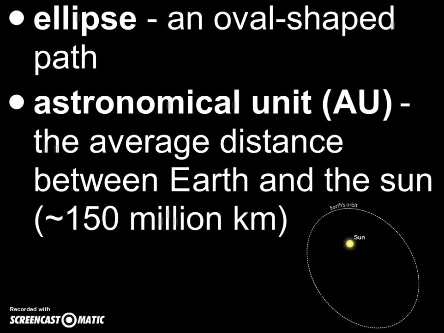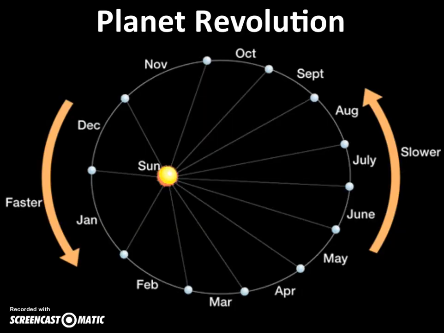So terms that you need to know: ellipse, that's the oval-shaped path. And we also have astronomical units, or what we call AU. And that's the average distance between Earth and the sun, which is roughly about 150 million kilometers. Or if we want to put that into meters, it's about 150 billion meters. I'm sorry. So planet revolution, the closer you are to the sun, the faster you're going to move. The farther away you are from the sun, the slower you're going to move.